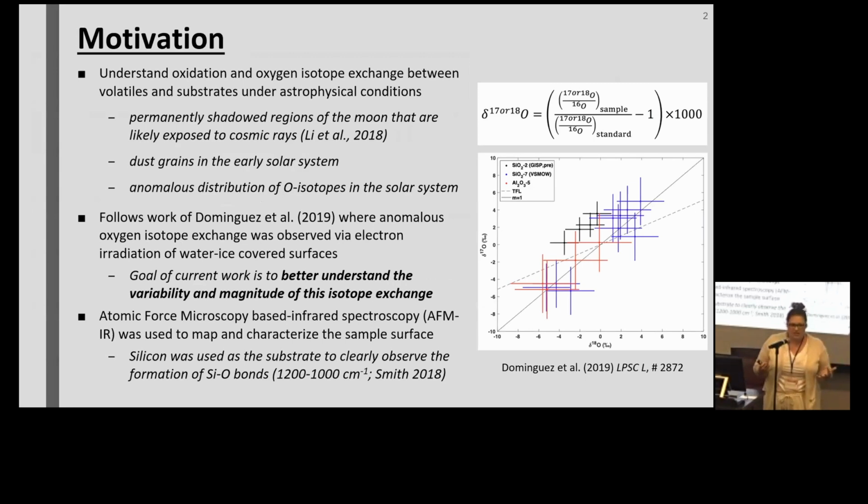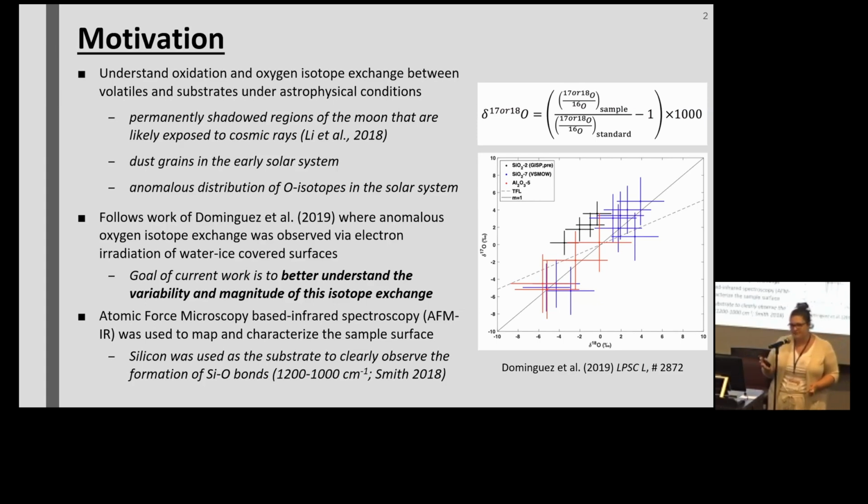So to give a little bit of context, our motivation for this work is to really understand oxidation and in turn oxygen isotope exchange between volatiles and substrates under astrophysical conditions, such as permanently shadowed regions of the moon, dust grains in the early solar system, and anomalous distribution of oxygen isotopes in the solar system.